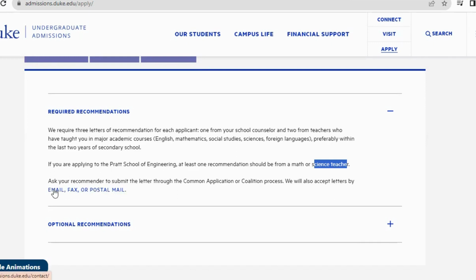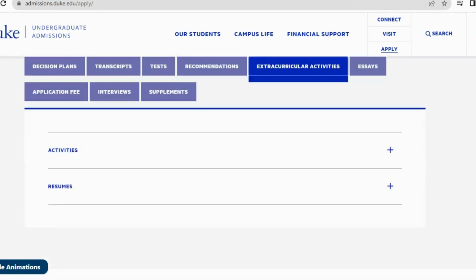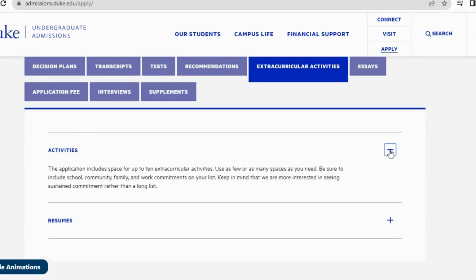So if you like to use the email option, you click here, you can get the email address from there. If you like to use fax, you click here. Or if you like to use a postal mail, you click there and then follow all the due process. Extracurricular activities, you can also add that while you're making your application. Let's take a look at it together.